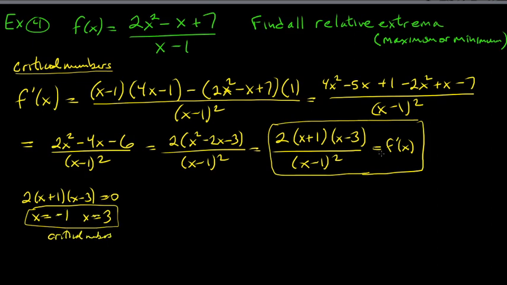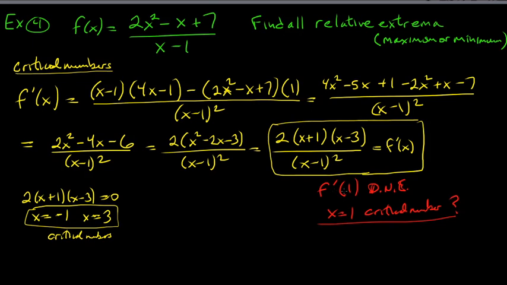Now don't forget, a critical number is also where the derivative does not exist. Notice the denominator here, right? The denominator is 0 when x is 1. So if I plug in 1, the derivative does not exist. Right? So is x equals 1 a critical number? Did I miss that? Technically, no. X equals 1 is not a critical number.